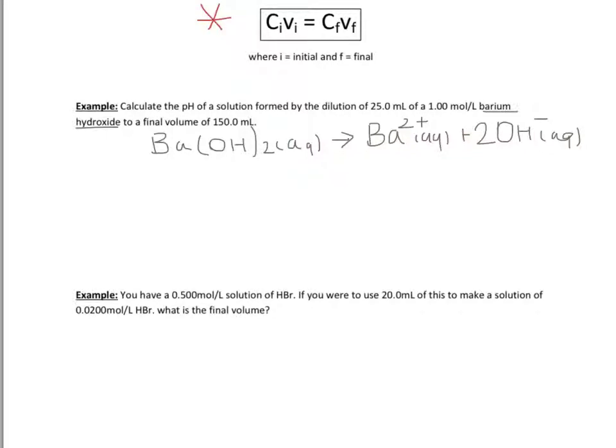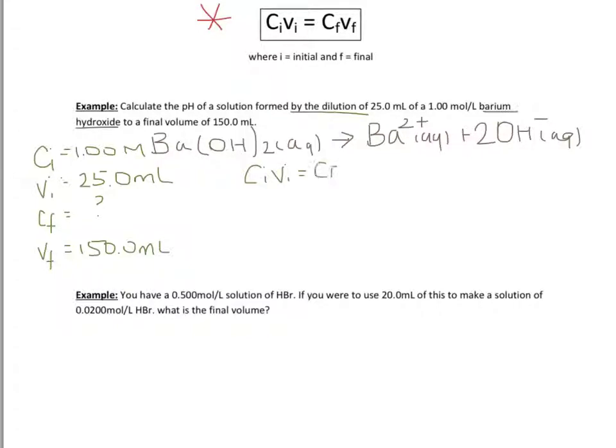Off to the side, it may also be useful to write out Ci, Vi, Cf, and Vf to help you decipher the example. It says, calculate the concentration of a solution formed by the dilution of, meaning whatever comes afterwards must be our initial solution if we are then diluting it. So we have an initial volume of 25.0 milliliters, an initial concentration of 1.00 molar, to a final volume of 150 milliliters, meaning we first need to find the final concentration before we can find the final pH.